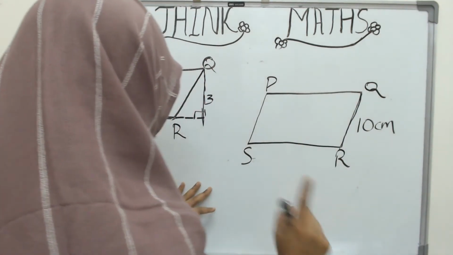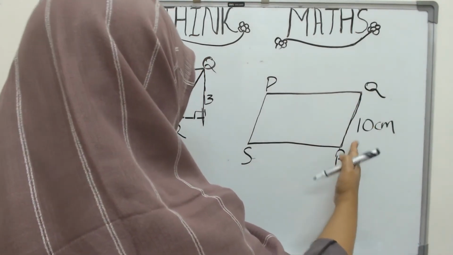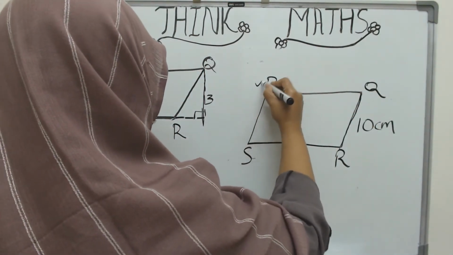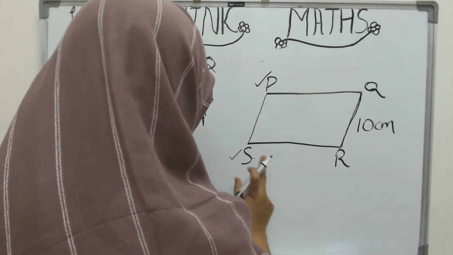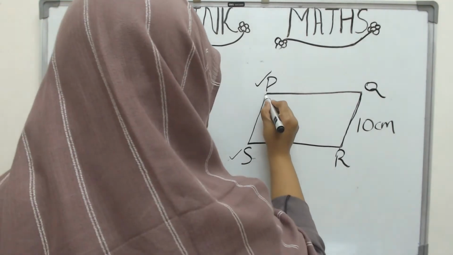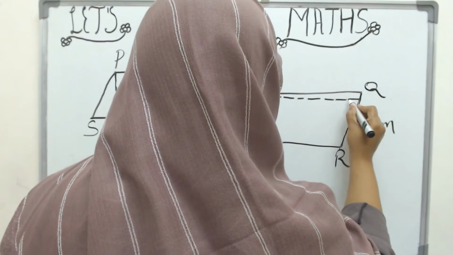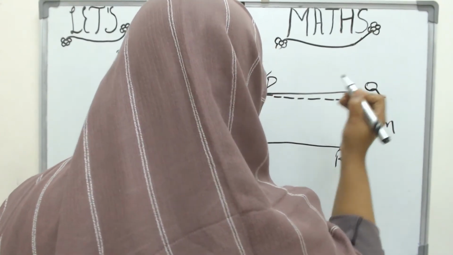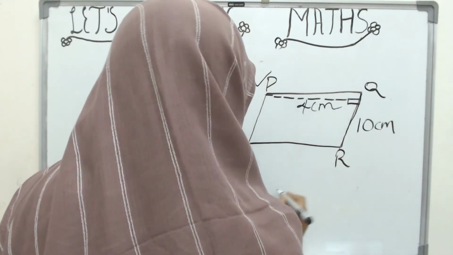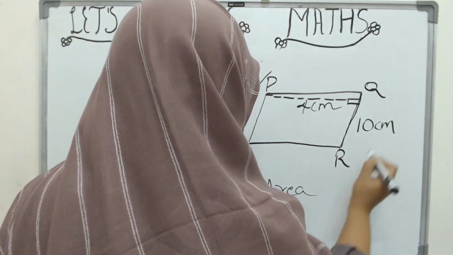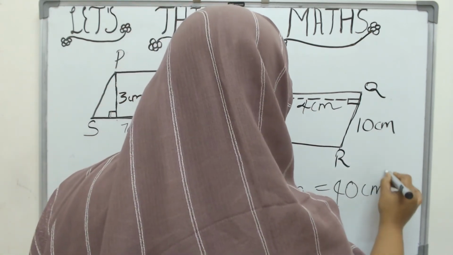Then how does the corresponding altitude of QR look like? It should be a line from the opposite vertex. So if QR is a line, what are the opposite vertices? It has two opposite vertices, P and S. So a line from that, and what is the second condition it has to satisfy? It is a straight line and it should meet it in a right angle. So if suppose this one is 4 centimeter, now again what will be the area? 10 centimeter into 4 centimeter, which is 40 centimeter square.